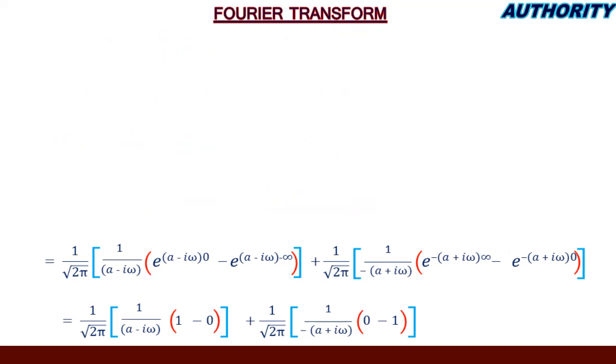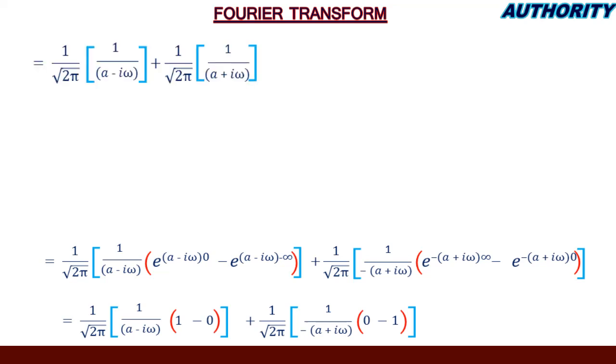Then multiply this, it is still the same thing. So the second side, we have 0 minus 1, which is what? Minus 1. So minus 1 multiplied by this constant is going to remove the negative, right? Good. So here we have 1 all over square root of 2 pi, open bracket, 1 all over (a minus i omega) plus 1 all over (a plus i omega).